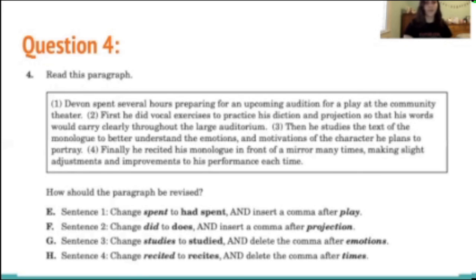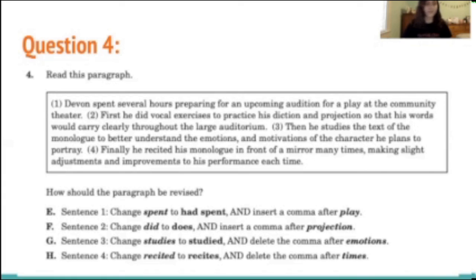Now, for question 4. Devin spent several hours preparing for an upcoming audition to play at the community theater. First, he did vocal exercises to practice his diction and projection so that his words would carry clearly through the large auditorium. Then, he studies the text of the monologue to better understand the emotions and the motivations of the character he plans to portray. Finally, he recited his monologue in front of the mirror many times, making slight adjustments and improvements to his performance each time.